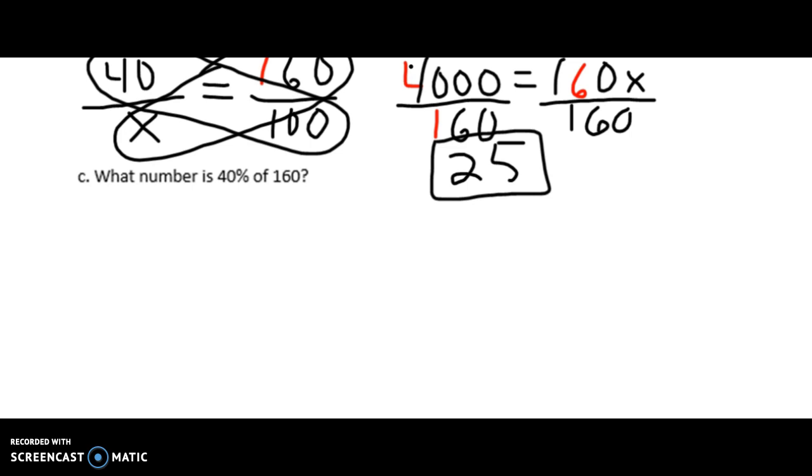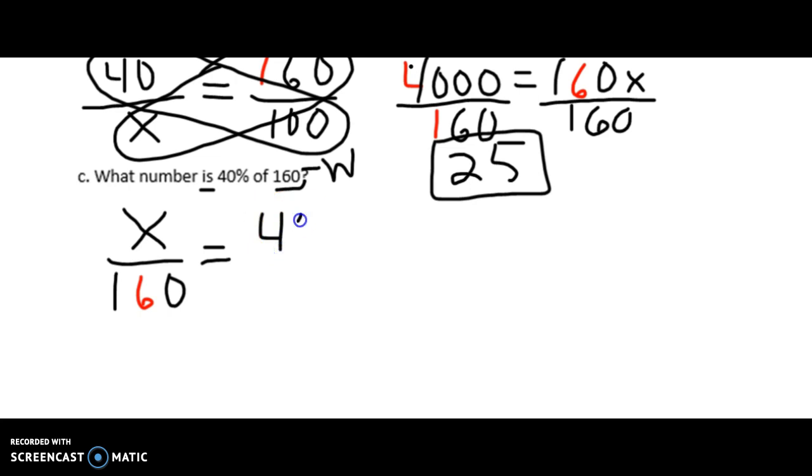Okay, here's C. What number is 40% of 160? 160 comes after my of, so that is my whole. I don't know my part because that's the what number. So I'm going to say x, my part, over 160 equals, from my is in my problem, 40%. I know percent means part of 100. So I'm going to write 40 over 100.